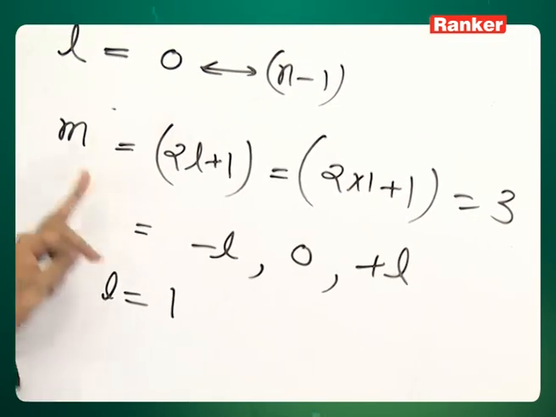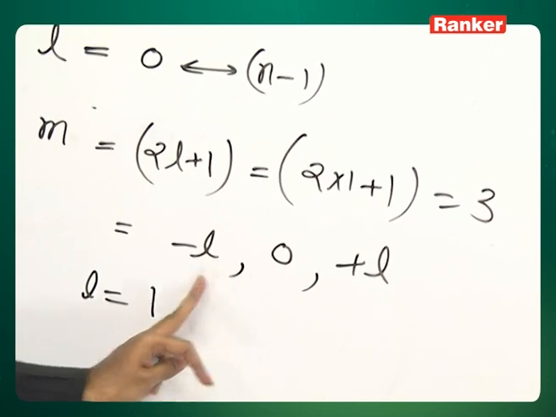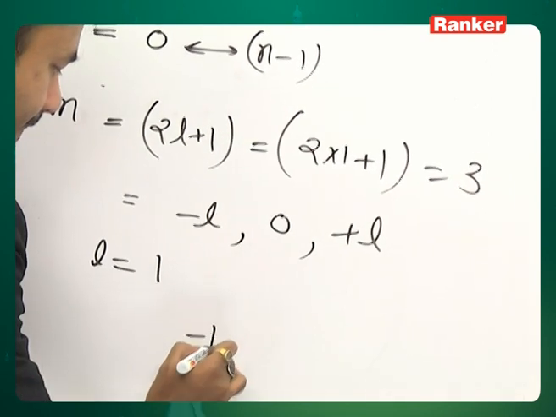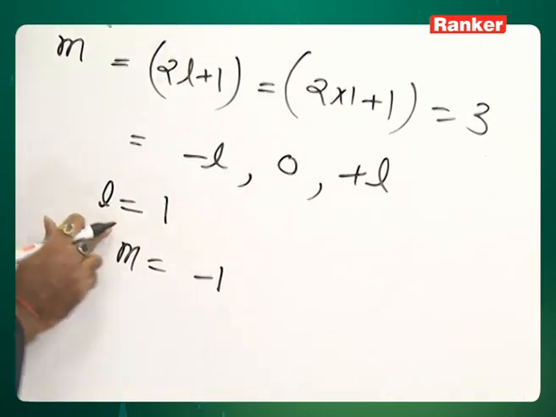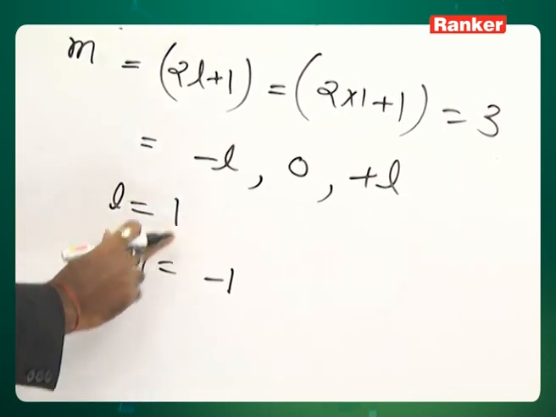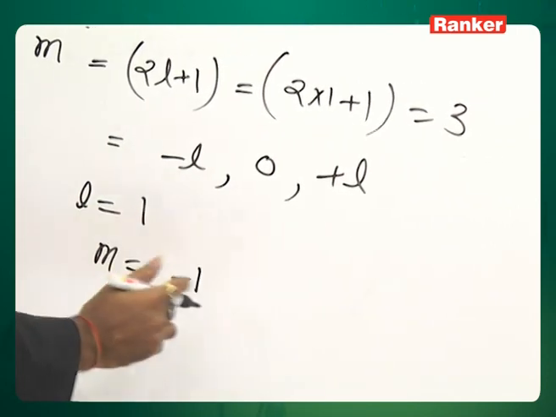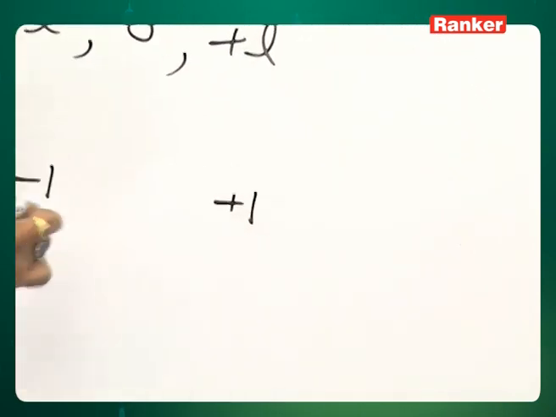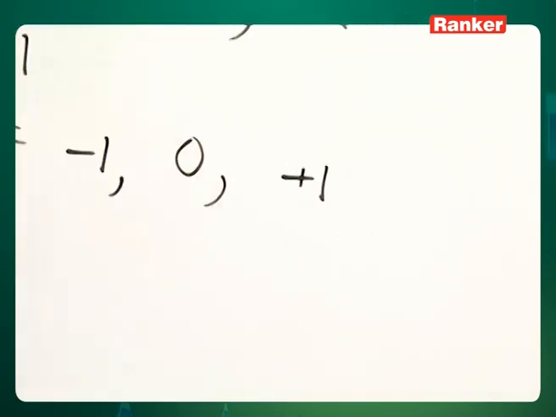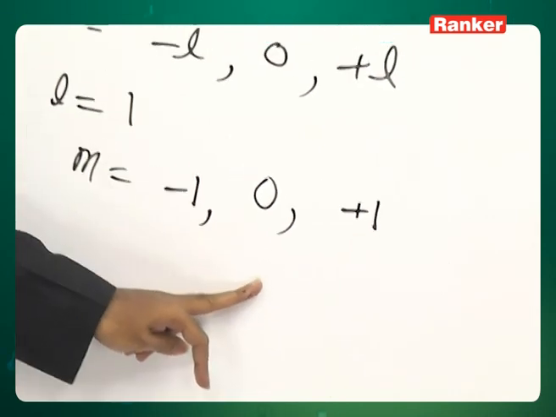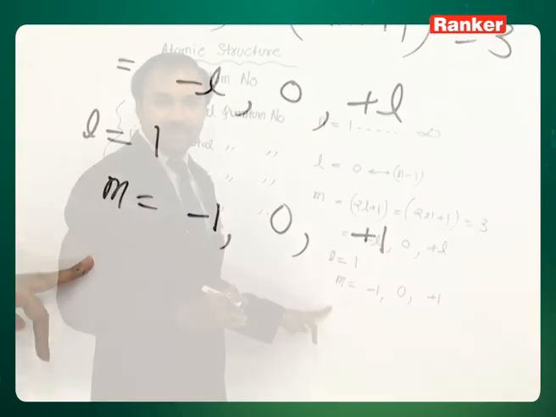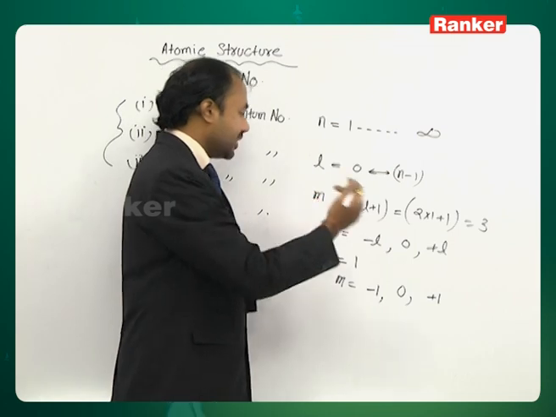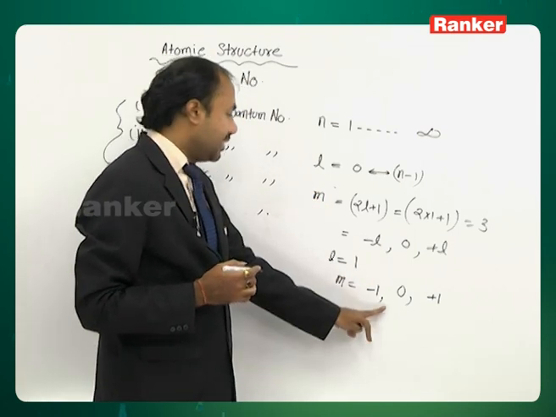Which 3 values? Starting from minus L, means minus 1. These are the values of M for a particular value of L. So starting from minus L to plus L including 0. So 3 values of magnetic quantum number we will have here. These are the 3 values here. We will take up some complicated case. Here only 3 cases we have got.